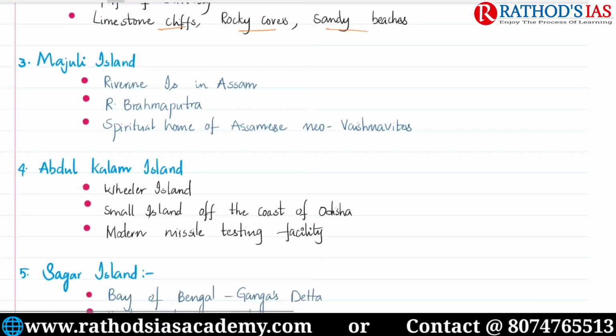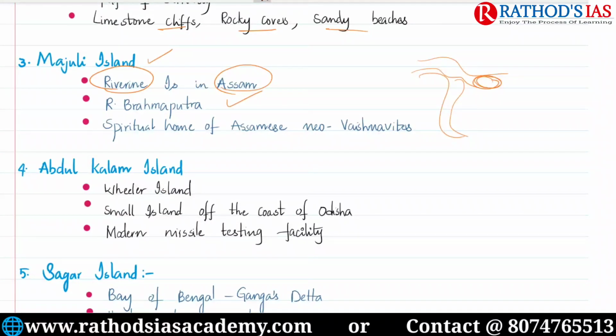And the next important island here is Majuli Island. Majuli Island is very famous because it is a riverine island. Whenever a river is flowing like this, in this river Brahmaputra we have this Majuli Island in Assam. Actually, this Majuli Island was formed because of the shift of the Brahmaputra river. Whenever the course of a river shifts, an island is formed because of this.